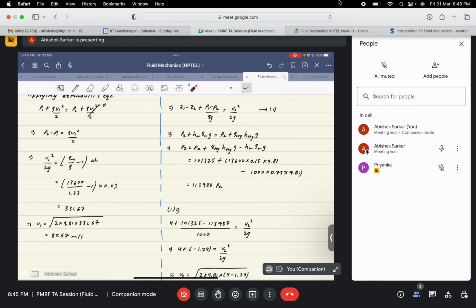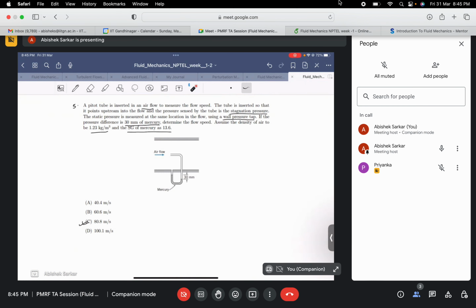So I got 81.67 because of the certain values that I have taken. Some might take other values, so they can get accordingly. So it is approximately equal to 80.8. So I guess option C is the correct answer.